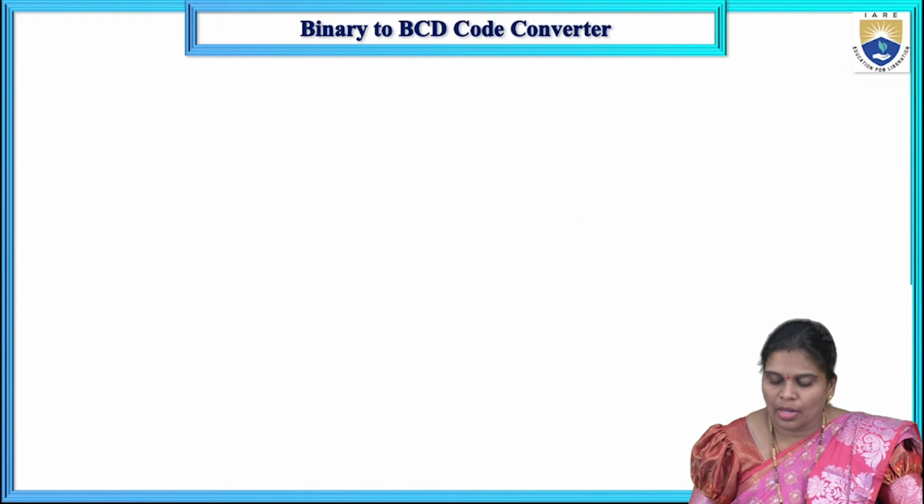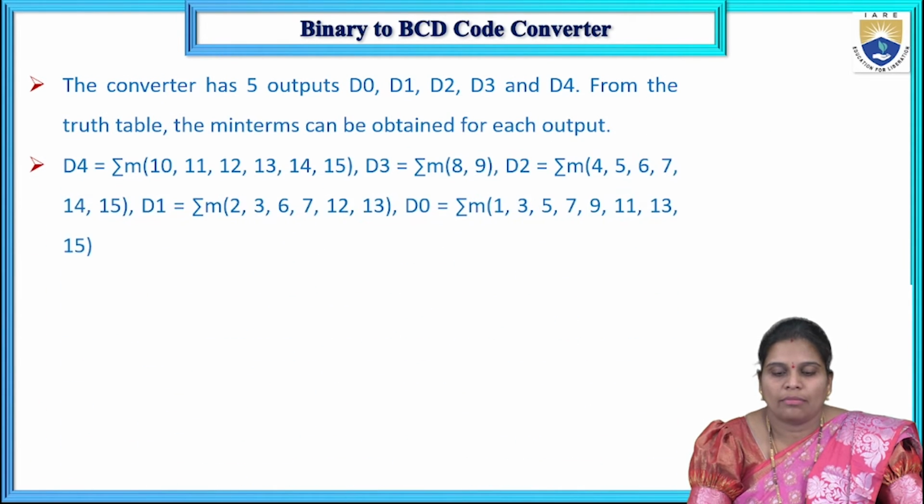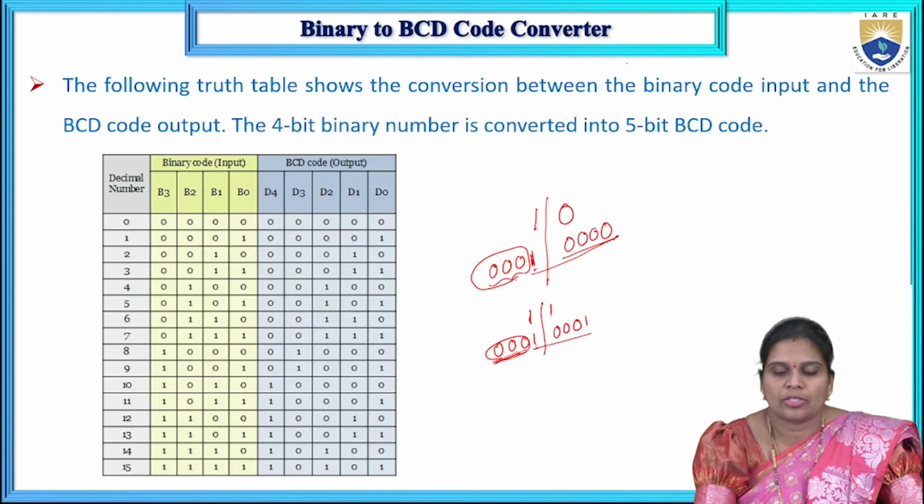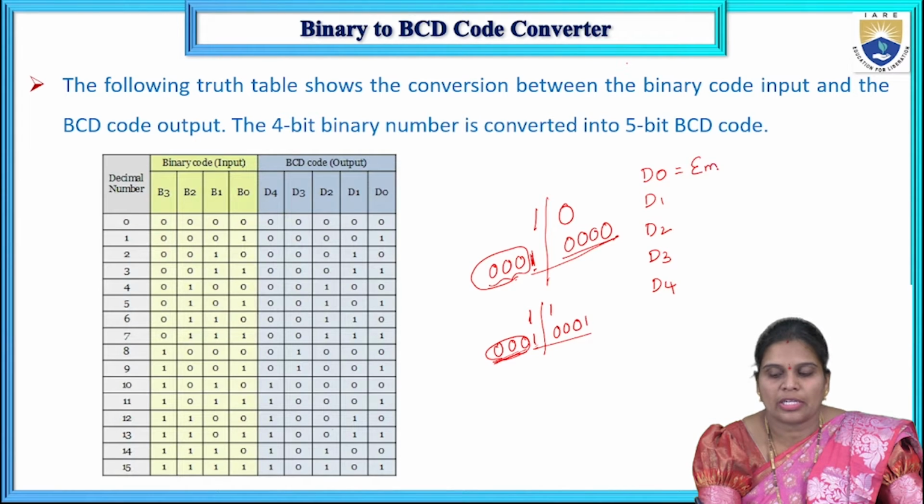So now I want to write the equations for the BCD values. How can we write the equation for the BCD values? For this binary to BCD code converter, I want to write the Boolean expression for the output values. In these output values, I want to find D0, D1, D2, D3 and D4. Here we are using the SOP form, which is represented in terms of the summation of minterms.